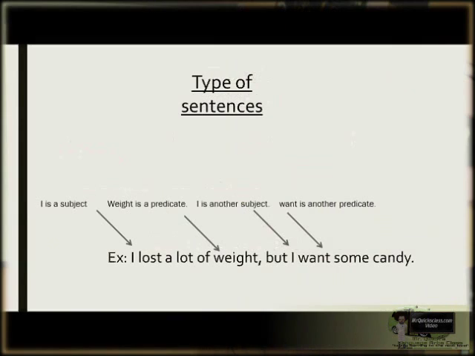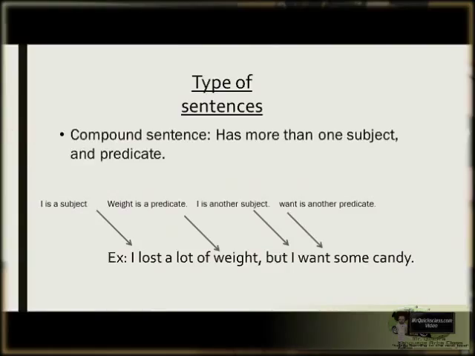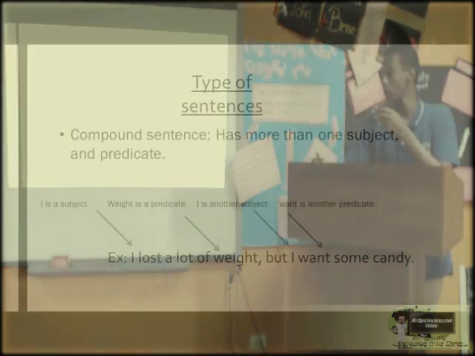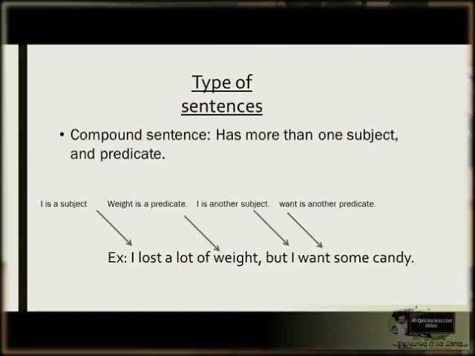Your second type is a compound sentence. It has more than one subject and more than one predicate. Here's an example, and you can see I put the arrows where the subject and the predicate are. I lost a lot of weight, but I want some candy. I is the first subject, and lost is the predicate. I want some candy. I is another subject, and want is another predicate. So there are two subjects and two predicates in this sentence.